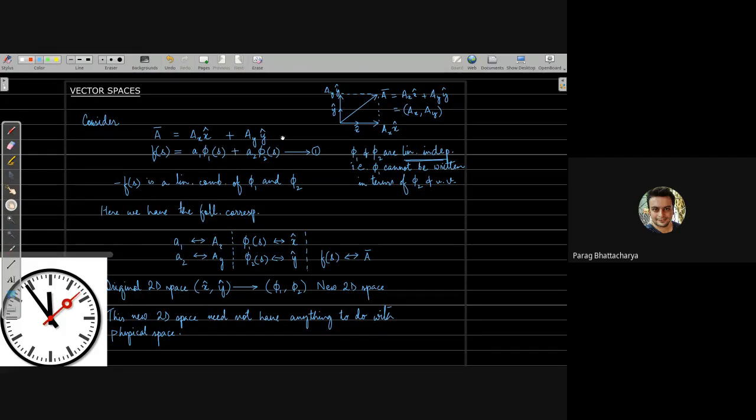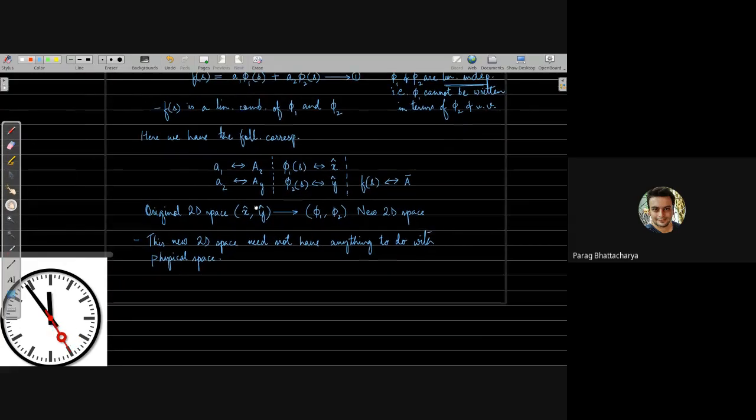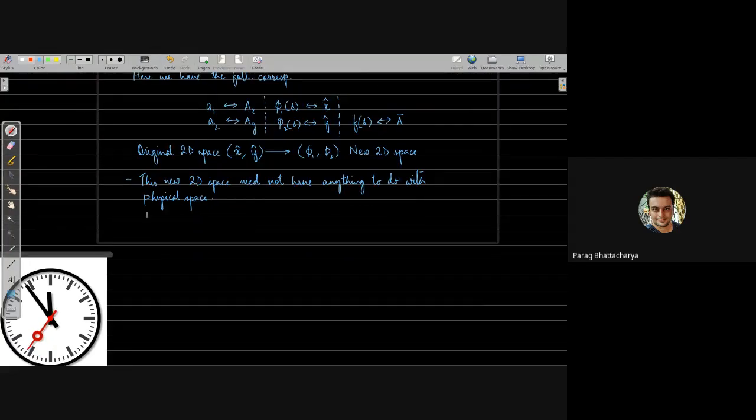Because you see, in these vectors we have x cap and y cap. We know exactly what x cap and y cap are. These are two unit vectors. One unit vector is along the x-axis, another one is along the y-axis. We already know what this is. It's in physical space. But this new two-dimensional space, that is phi1 and phi2, has got nothing to do with physical two-dimensional space.